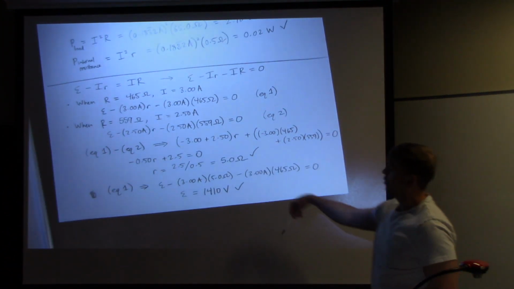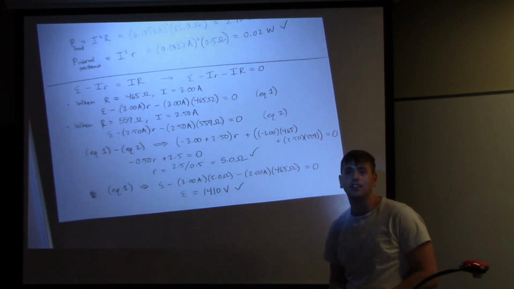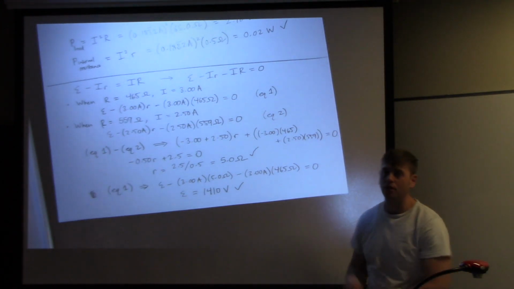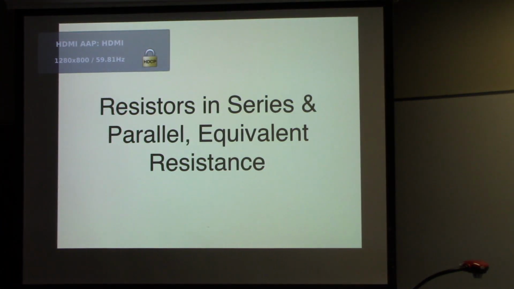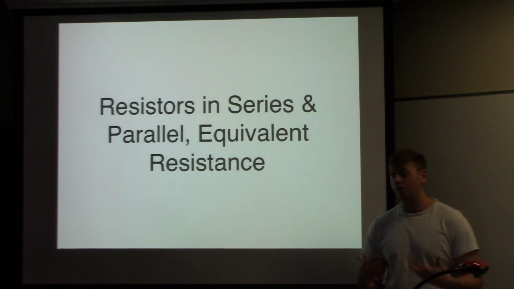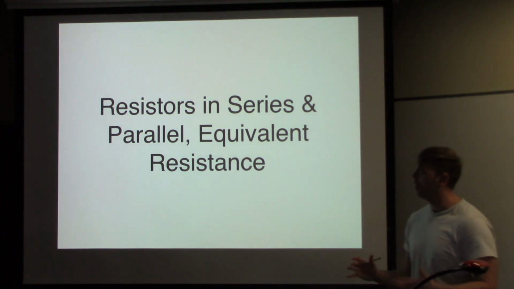So admittedly, these are completely made up numbers. I'm not sure of a battery that exists out there that's exactly 1400 volts or around there. But again, this is how you solve a problem like this. All right, so moving on. That was kind of a short topic about batteries and EMFs and internal resistance. Hopefully you're now familiar with the terminology and how to do a basic problem.